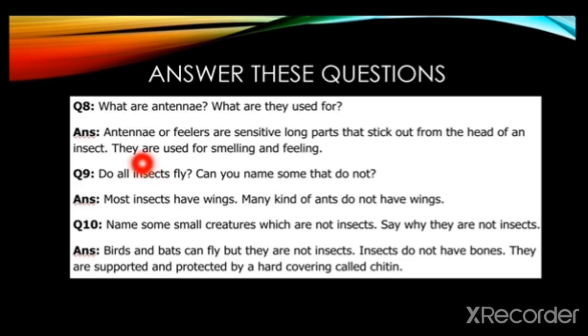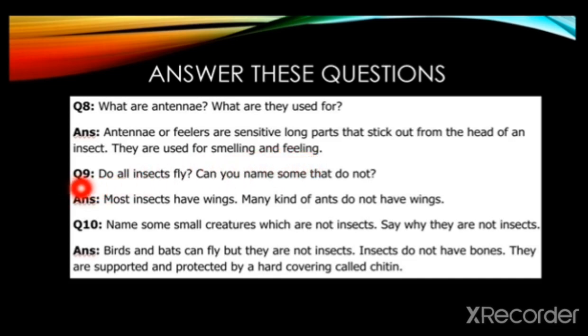The questions are: what are antenna? What are they used for? The answer to this question is, antenna or feelers are sensitive long parts that stick out from the head of an insect. They are used for smelling and feeling. Smell karne ke liye aur feel karne ke liye. What are antenna? What are they used for? Antenna or feelers are sensitive long parts that stick out from the head of an insect. They are used for smelling and feeling.